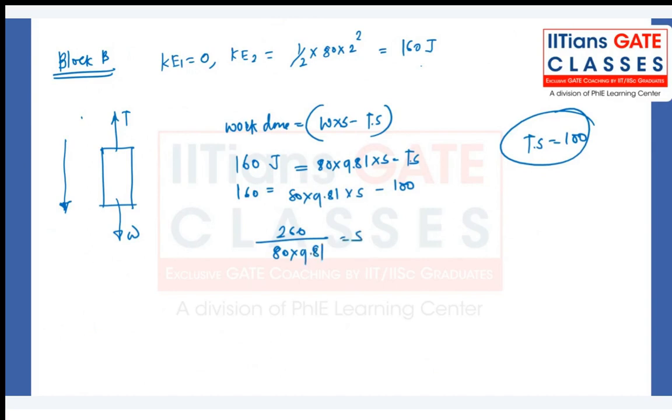And it will be around 0.33 meters. So this is the answer for this question. Okay, any doubt? It's very simple.